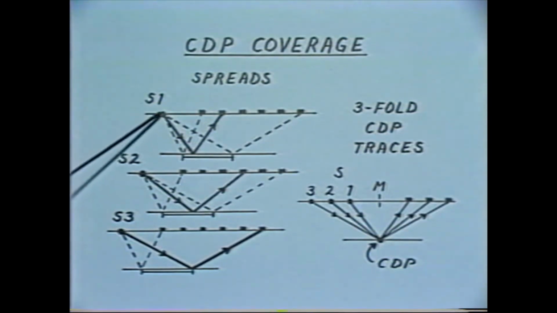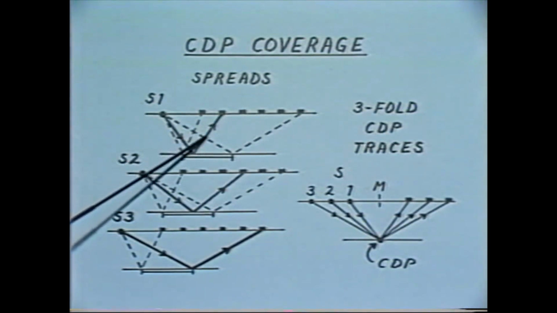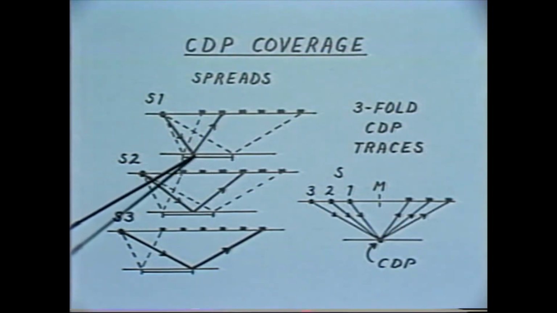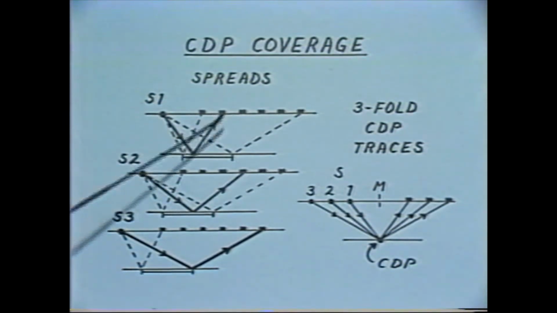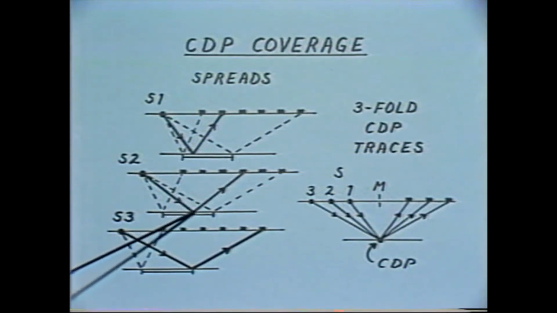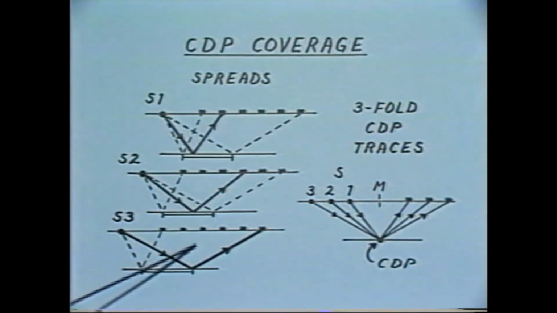Now you'll notice that one of the ray paths drawn here in a heavier line is reflected from a certain point in the subsurface. On the next shot, that ray path, which has the same reflection point on the subsurface, is again drawn in a heavier line, and once again on the third shot. So here we have three traces with different travel paths with regard to the source to receiver distance, but all of which are reflected from the same point in the subsurface.